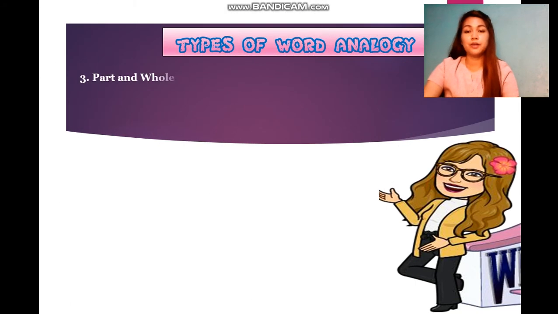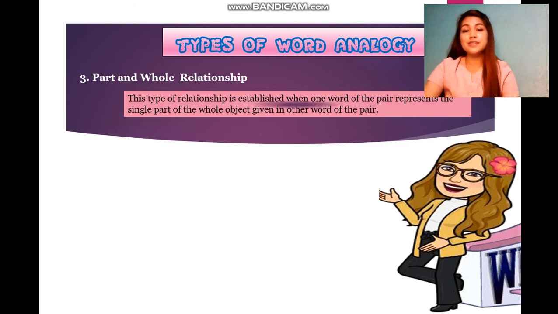Number 3. Part and whole relationship. This type of relationship is established when one word of the pair represents the single part of the whole object given in the other word of the pair. This analogy highlights the relationship between the part and the whole.